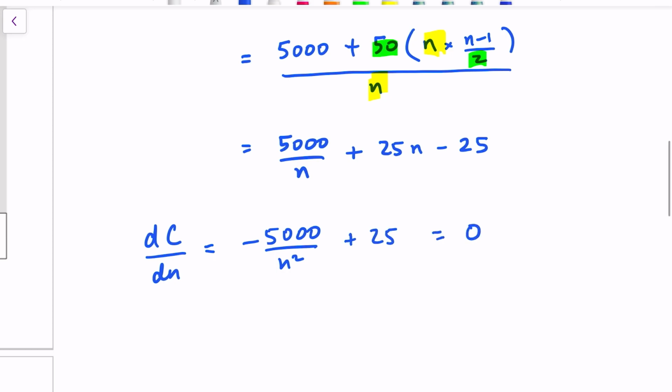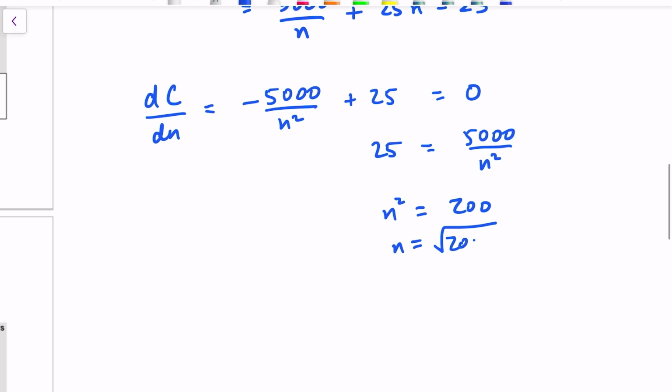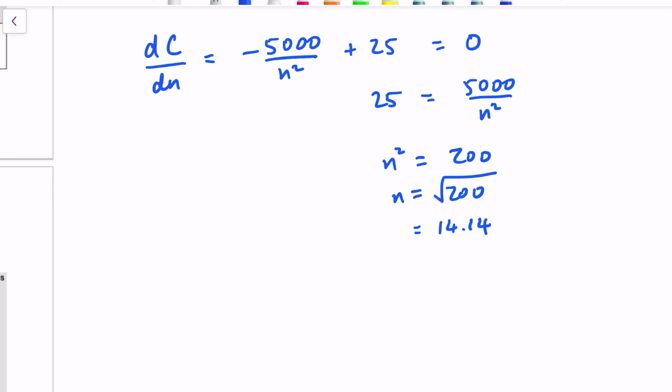That makes it equal 0 for a stationary point, in this case a minimum. And then n squared is equal to 5,000 divided by 25, which comes out to be 200, and it's a strange answer, but the square root of 200 is the number of days that should be between orders, 14.14. I guess it is possible to order in a fractional day, but realistically it's going to be a whole number in the real world. So we test. You can test the cost for 14 and the cost for 15. You'll find out that it's best with 14.